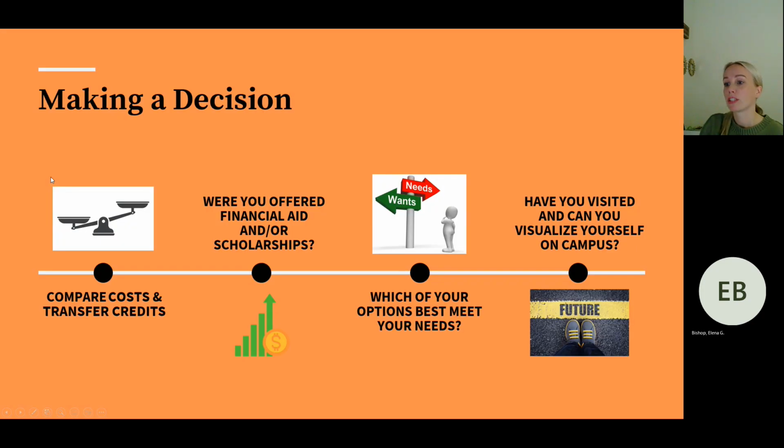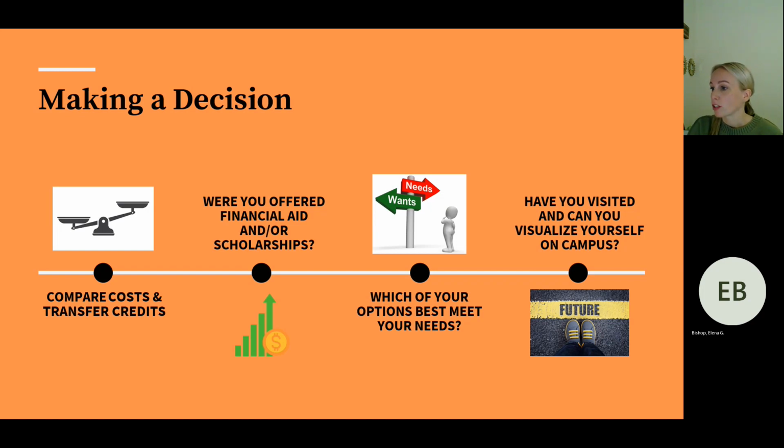Making a decision about transfer. There are plenty of things to consider. Comparing costs is very important. You want to consider transfer credits. How will what you've accomplished through prior learning or at CCBC or the two combined transfer towards your program of study at that institution? So what credits will they accept towards completion for your degree?